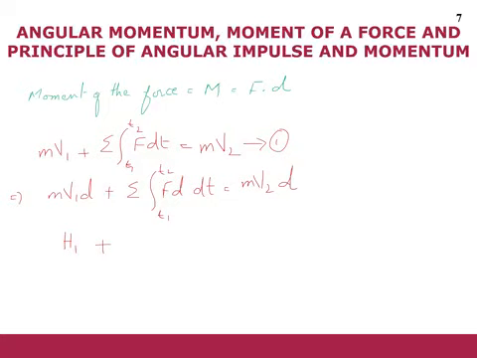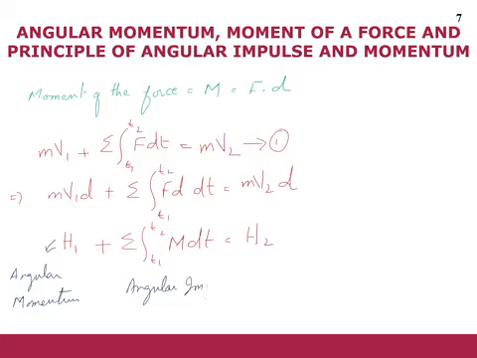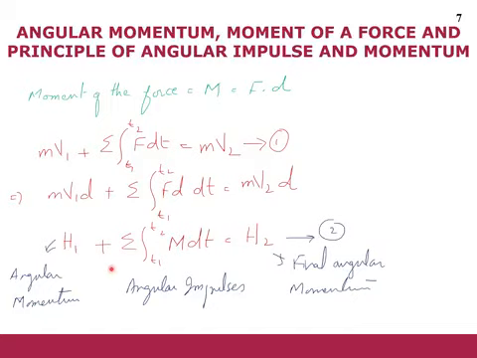Similarly, this is F into d, which is the moment. So this term will become the angular impulses, and I can write it as the integral from t1 to t2 of M dt is equal to H2, right? So this term you can write as moment of momentum or angular momentum. This term becomes the angular impulses, and this will become the final angular momentum. So this equation 2 is called the principle of angular impulse and momentum.